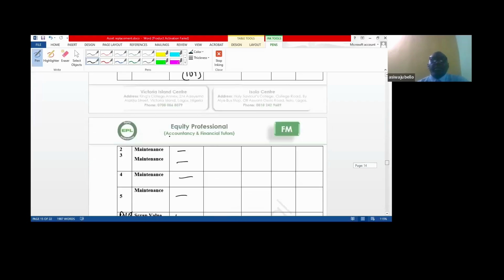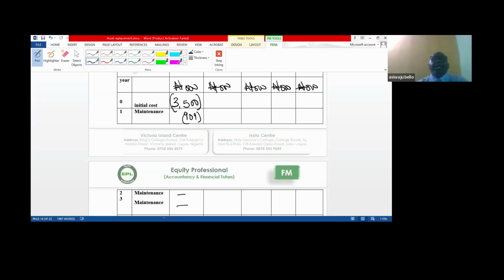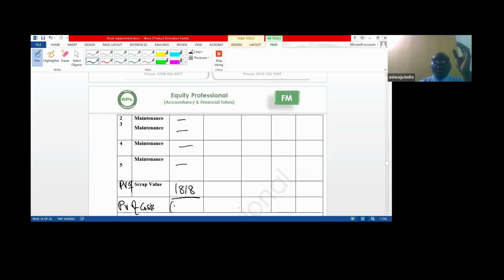3,500, 909, and 1818. That will give you 2,591. That is the present value of cost: 2,591, if the asset is replaced after 1 year.